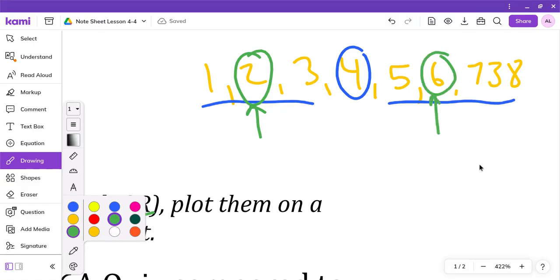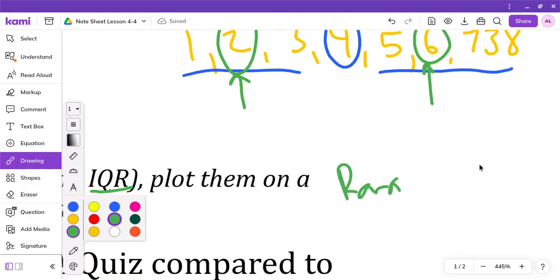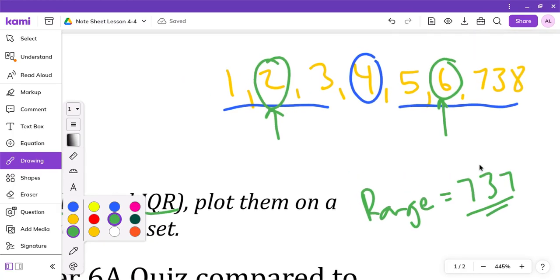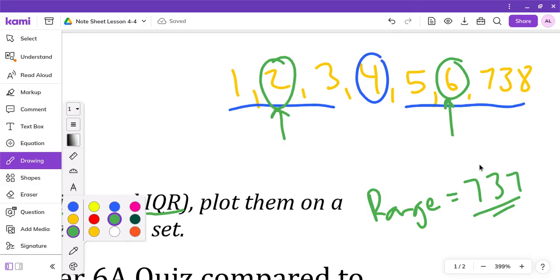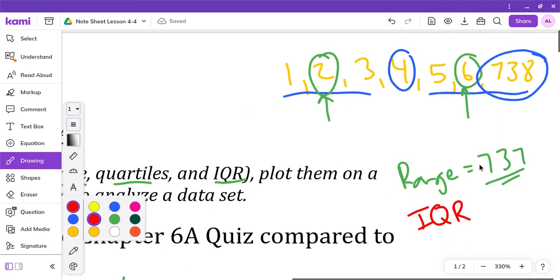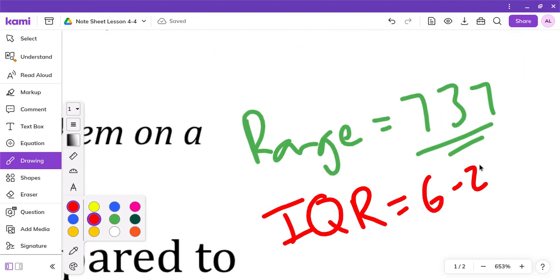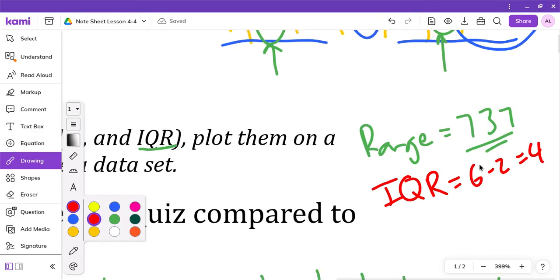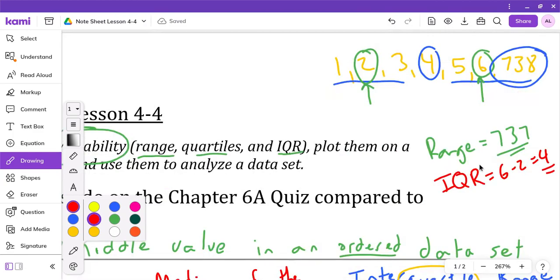Now, the range of this data set would be 737. You might look at that and say, oh my word, this data is so spread out. But if you look at the data set, it's really not that spread out. What's happening is you've got this bonkers outlier. So what the IQR does is instead of factoring in the outlier, it's going to be 6 minus 2, that's 4. So the interquartile range is only 4. The overall range is 737. Well, that tells me right away, oh, I've got this crazy outlier.